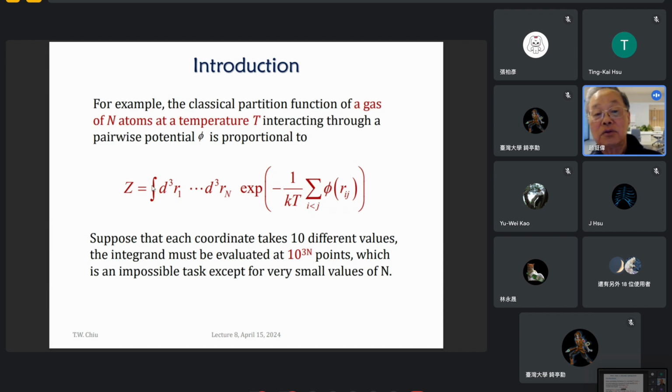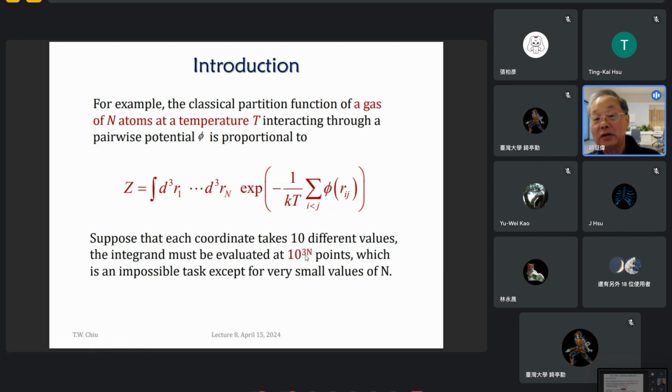Because each coordinate has 10 points, each atom has 10 to the 3 points, and then there are n atoms, so to the power n, so 10 to the power 3n points. So even with 10 points in each direction, if n is small, say n is 2, it is 10 to the 6. Actually, that is not a small number.